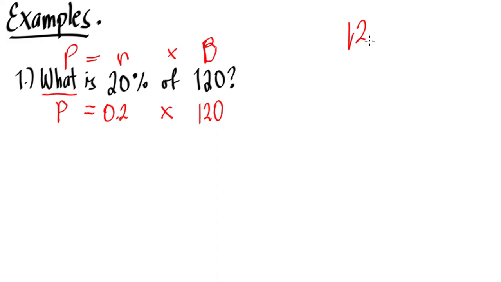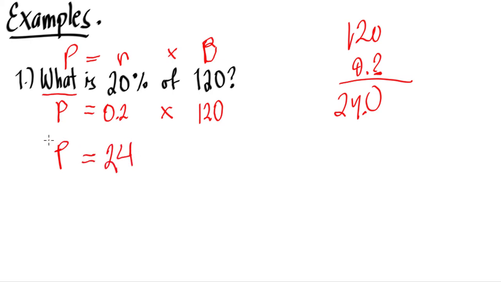So 120 times 0.2. What do we have? 2, 4, 0. We have one decimal part on the right of the decimal point, so we need to put the decimal point here. And the answer is the percentage P is equal to 24. Meaning 24 is 20% of 120. So 24 is 20% of 120. Okay, I hope you got that.